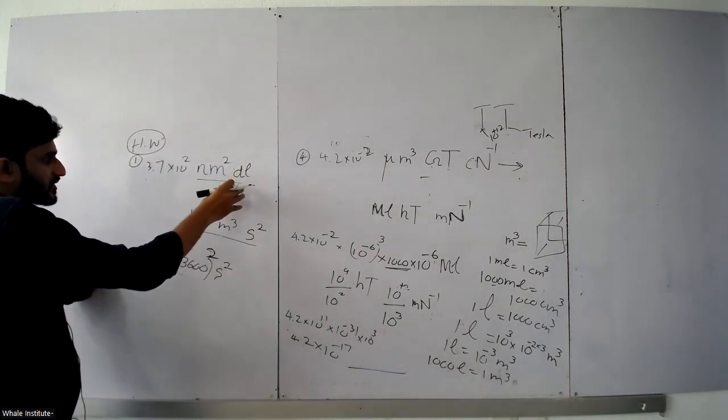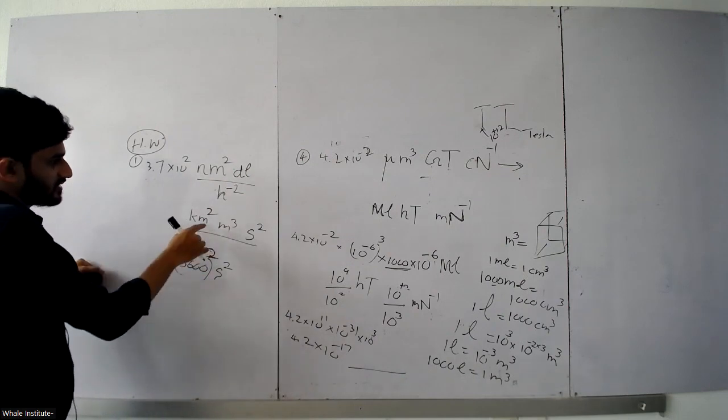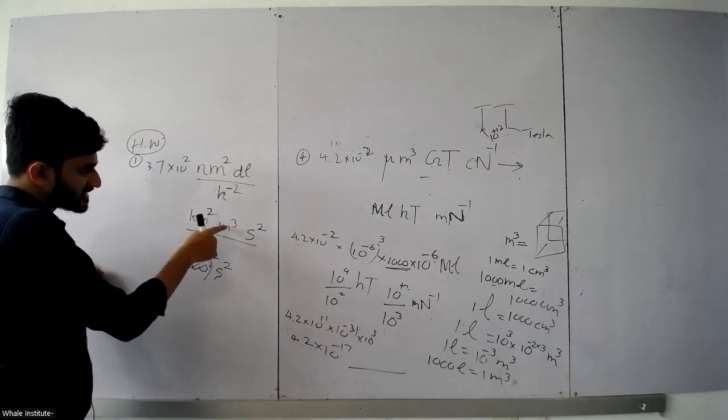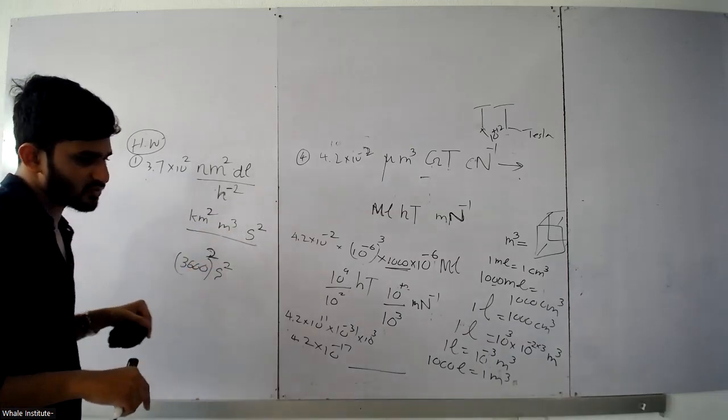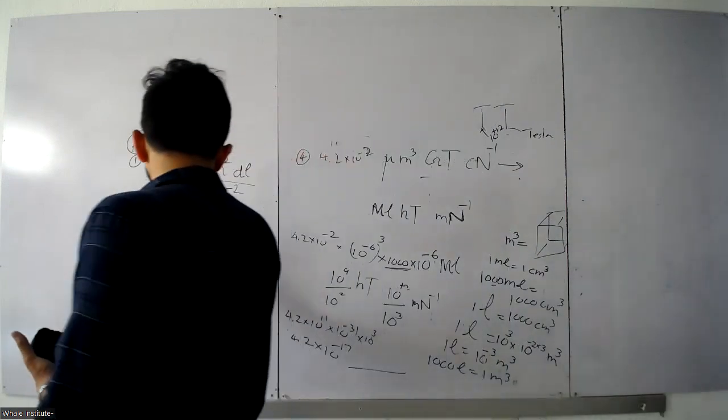Then so I'm going to get hour square into second square. Then here it's square meters and cubic meters. Then meters is the same type of unit, so you can combine these two units.